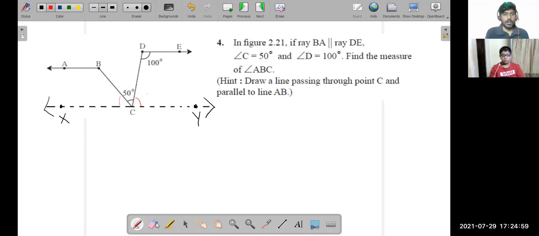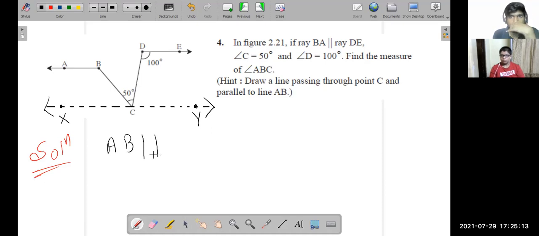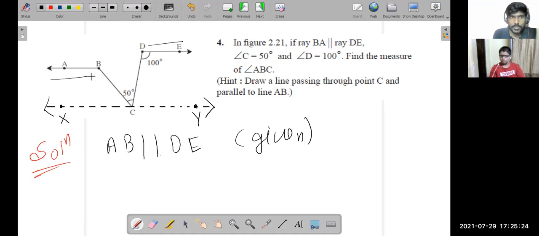This is a little bit lengthy, but let's do it. Understand first, given AB is parallel to DE. This is given. AB parallel to DE, this line parallel to this line. It's given to you.